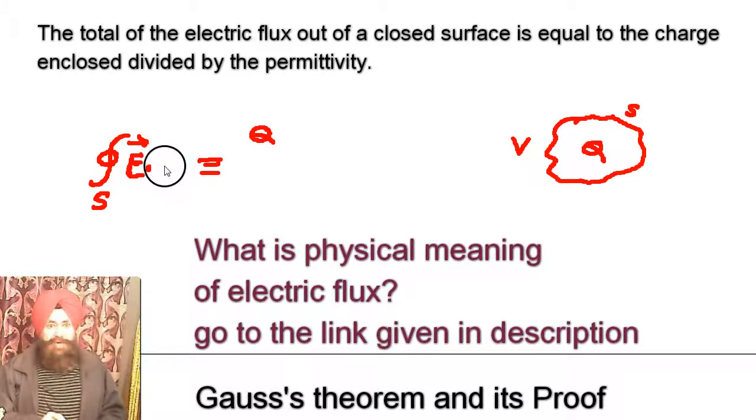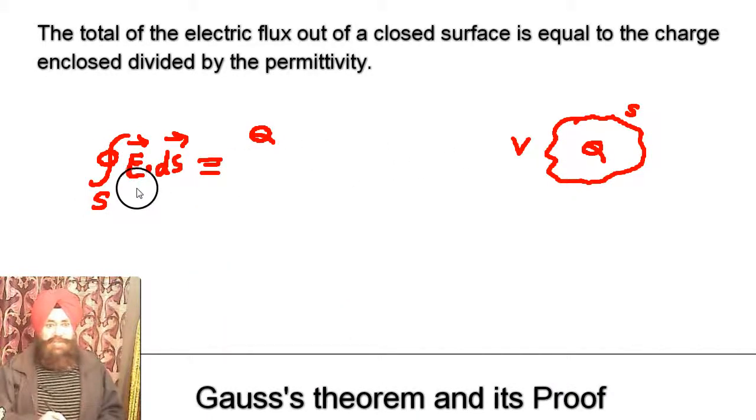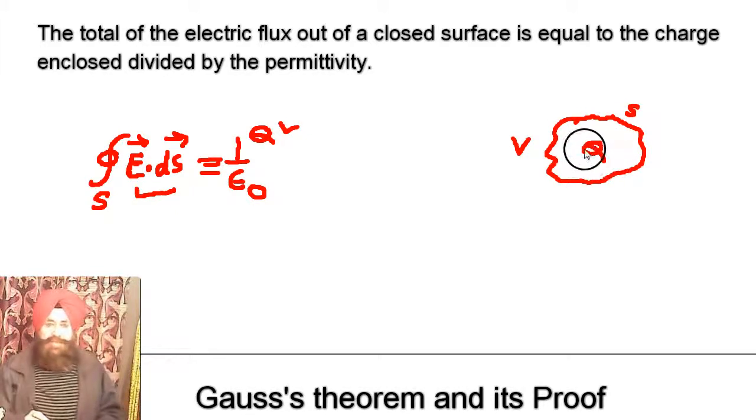Electric flux is E vector dot ds vector. Okay, E vector dot ds vector integrated over the closed surface. This is electric flux. Then the total electric flux over the closed surface, and I am talking in vacuum, is equal to, by the statement of the Gauss theorem, 1 over epsilon naught times the charge contained inside the surface S. This Q charge is inside the surface S.